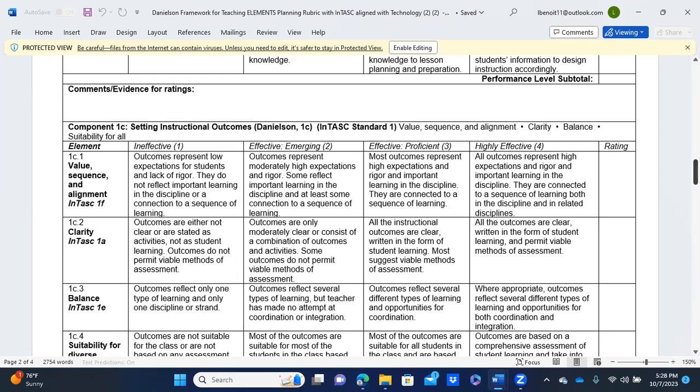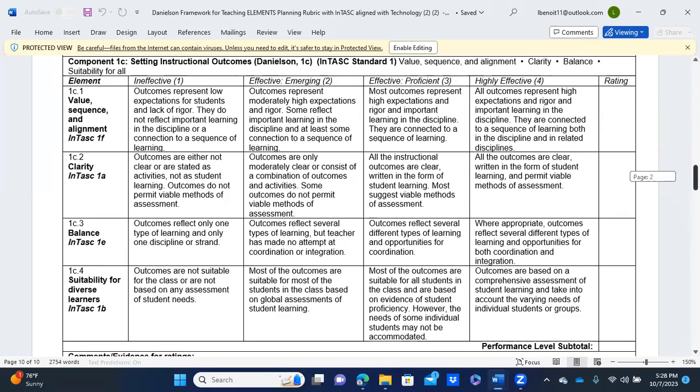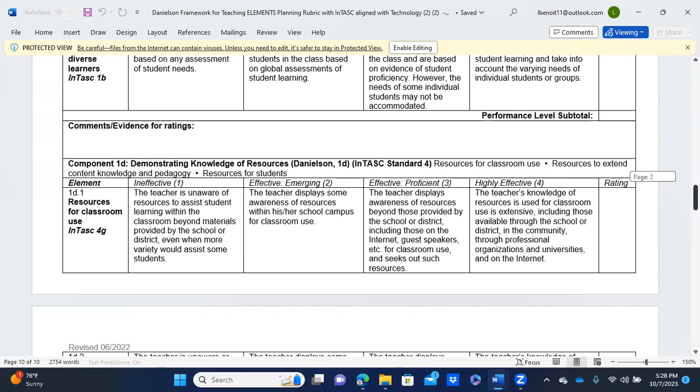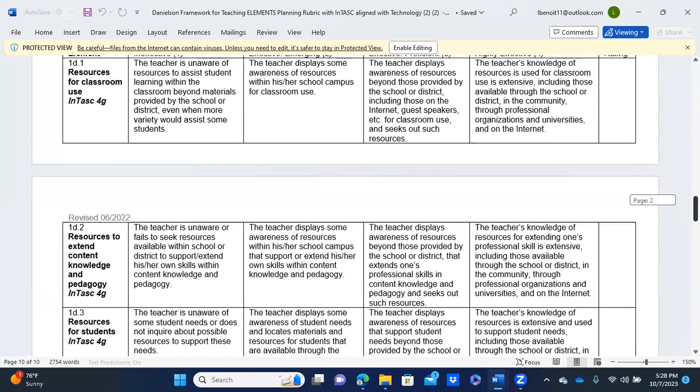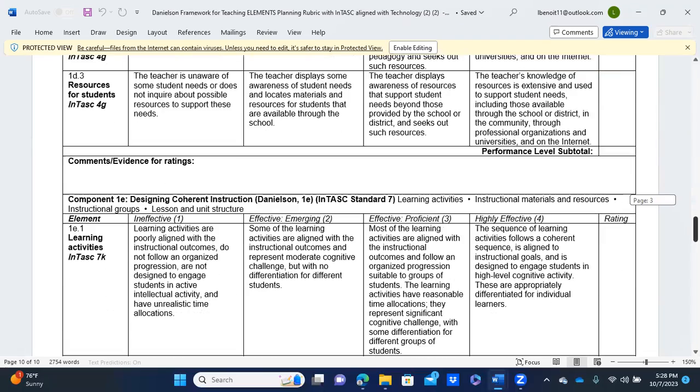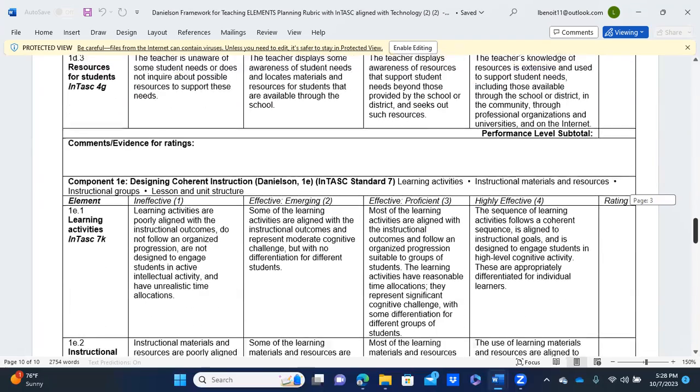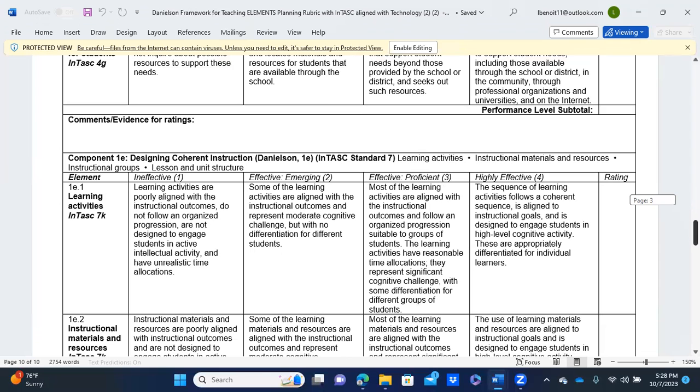1C is setting instructional outcomes. So that's why we work so hard on the standards, aligning the standards to the objectives. What's the value sequence and alignment? Are they clear? Are they balanced? Are they suitable for diverse learners? 1D is demonstrating knowledge of resources. So resources for the classroom use, resources to extend content, knowledge, and pedagogy, resources for students, designing coherent instruction.